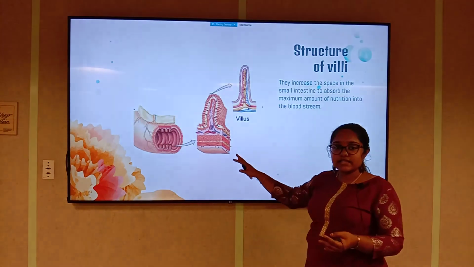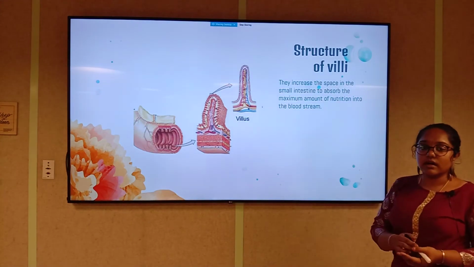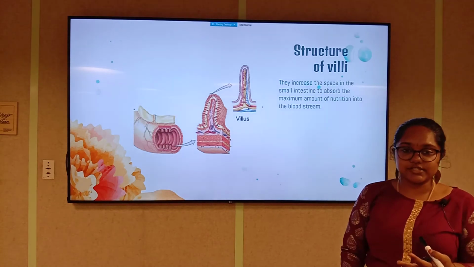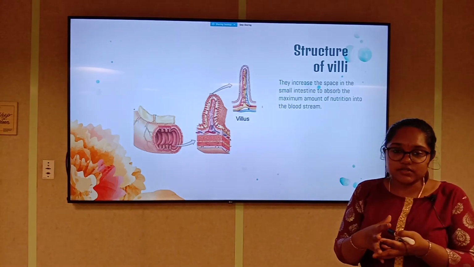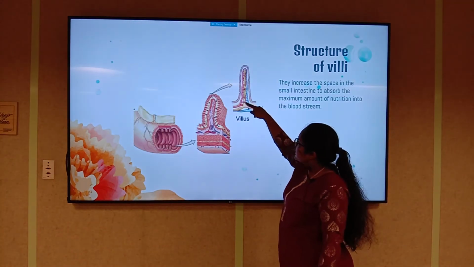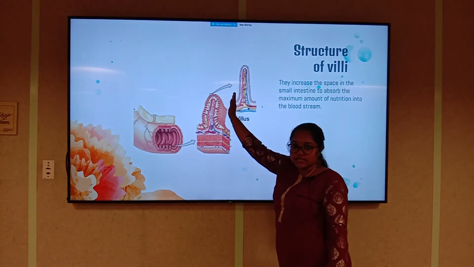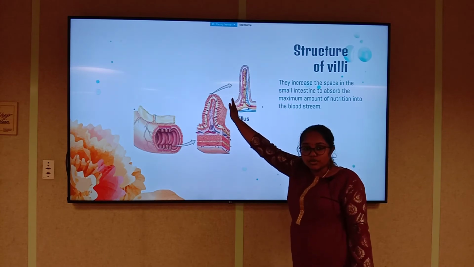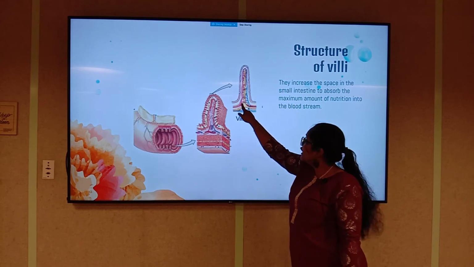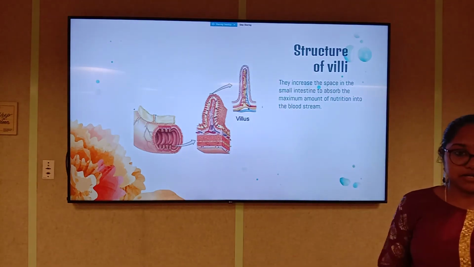Their work is to increase the space in the small intestine so that when the nutrients are obtained after digestion, it absorbs as much as it wants and sends it to the blood. If you see here, there are blood vessels. Red and blue are the blood vessels. This is the wall of the villi. And here is the intestine. In the intestine, whatever nutrients are obtained are easily absorbed by the cell wall of the villi into the blood vessel, so that the blood vessel transports the nutrients to all other parts of the body.